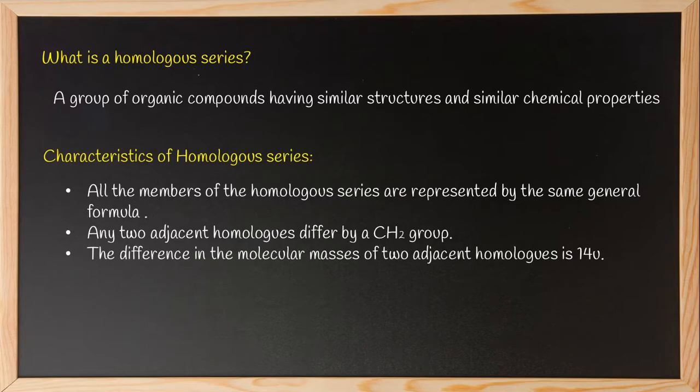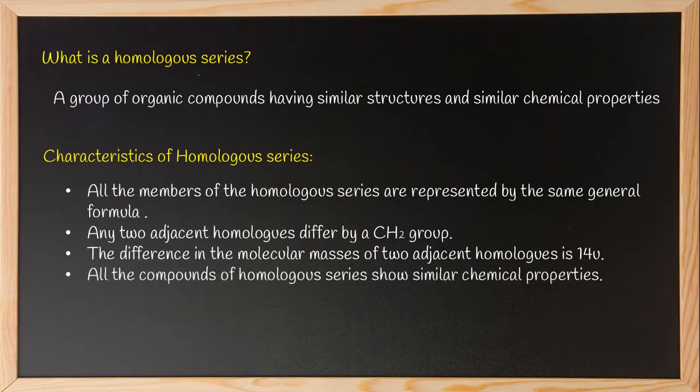The difference in the molecular masses of two adjacent homologues is 14 mu. So again, in a homologous series, if we consider two adjacent homologues, then the difference in their molecular masses is 14 mu. All the compounds of homologous series show similar chemical properties. That is mentioned in the definition itself, that they have similar structures and chemical properties.